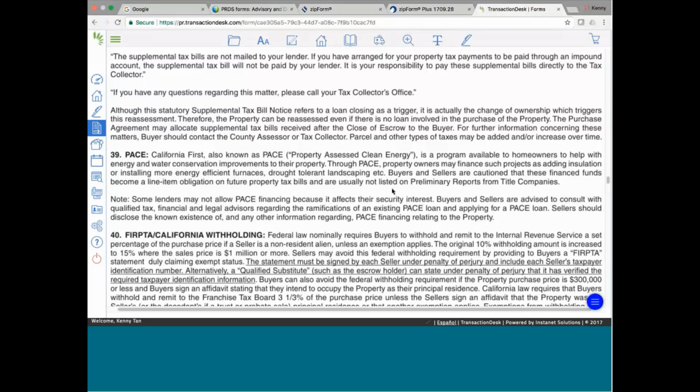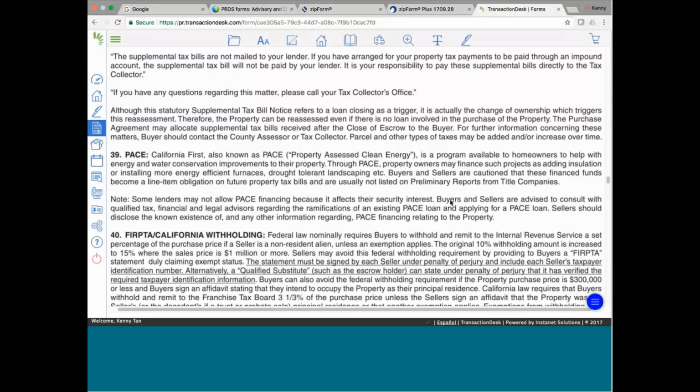And they are usually not listed on the prelim. Worst thing is that it's not listed on the preliminary title report. So if you read the title report, you don't even know it exists. But if that's the case, how are you going to find out though? Well, it also says that some lenders may not allow PACE financing because it affects their security interest.